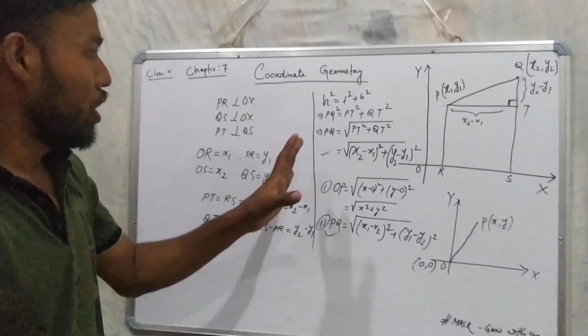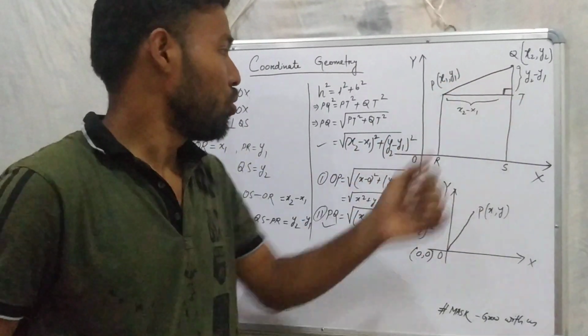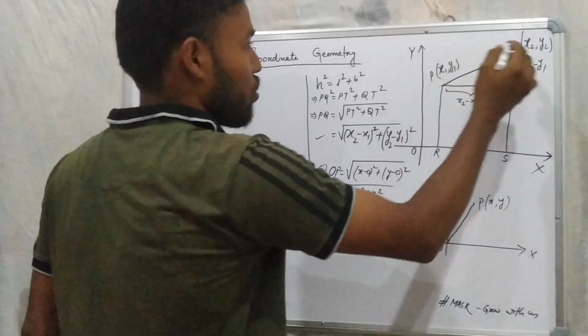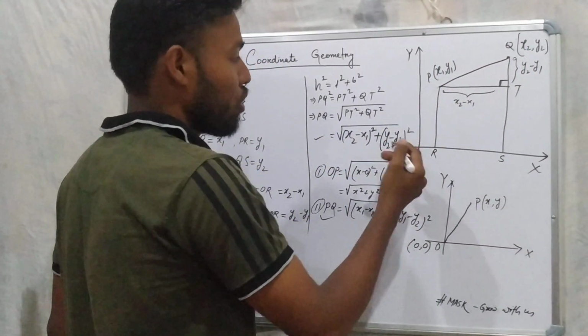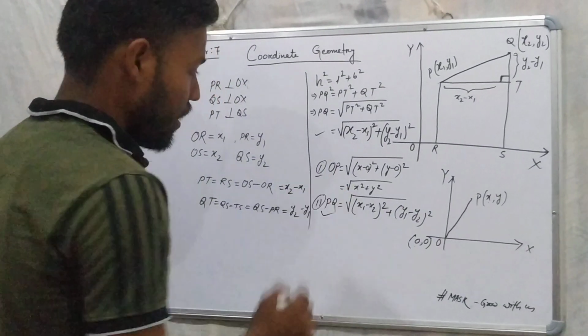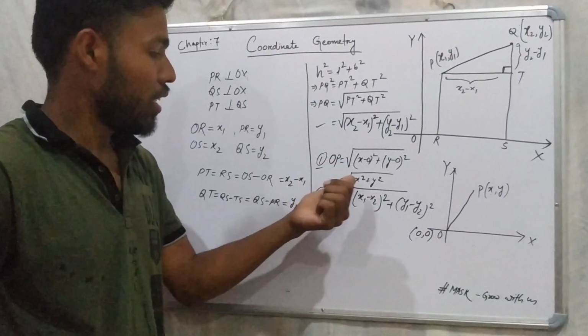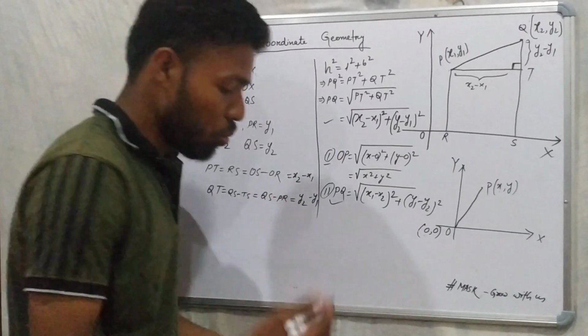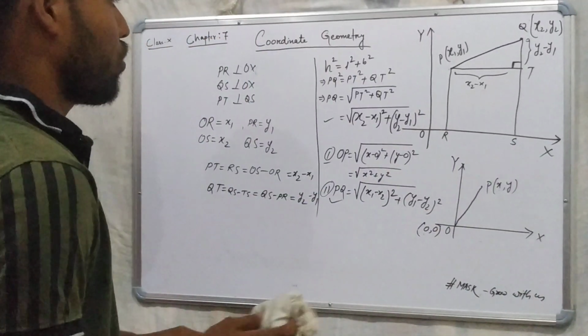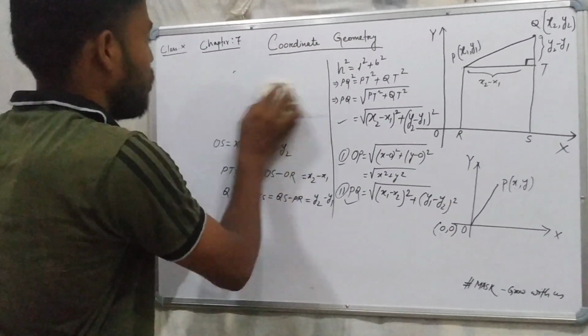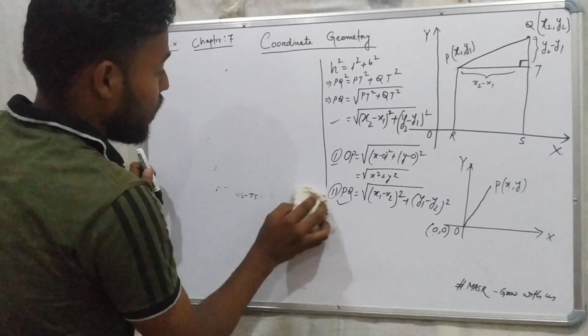Okay, so in this video we got the distance between P and Q. PQ is simply x2 minus x1 whole square plus y2 minus y1 whole square. Then the distance from the center is x1 square plus y1 square. Now we are going to calculate the distance between 2 points. That is the application of this formula.